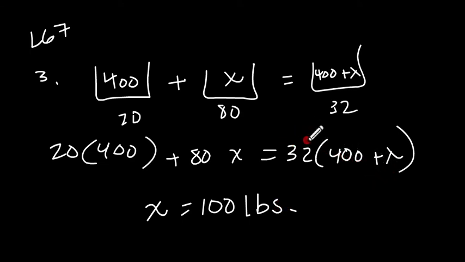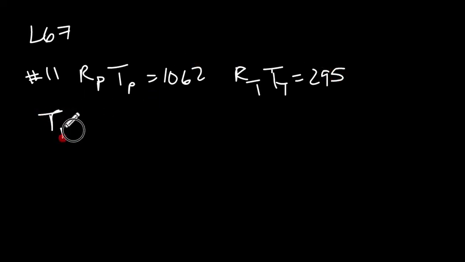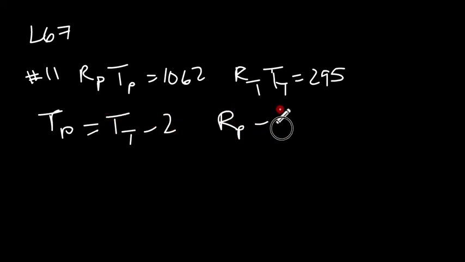Okay, number 11. Wow, what a jump. Lesson 67, number 11. Oh, these are hard to write. So RP, TP equals 1062. RT, TT equals 295. Then we have our little baby equations. Well, they're not that baby. TP equals TT minus 2. And then we have RP minus 6 RT. This one's not too bad because they're solved for the variables. So we have a P subscript and another P subscript.